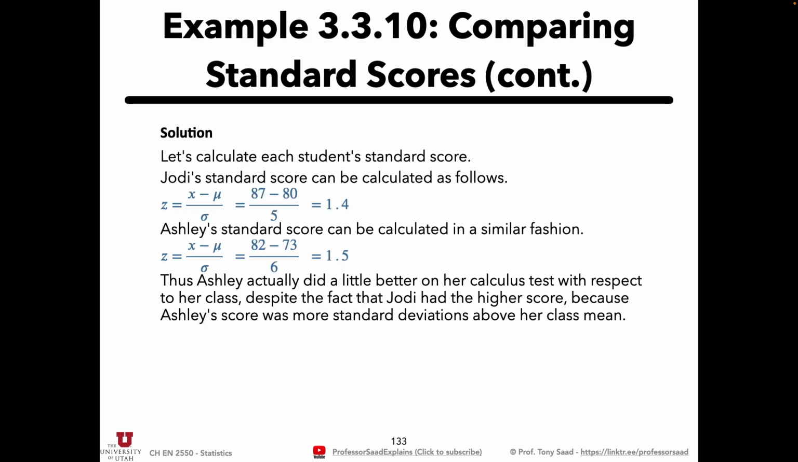So then when you look at Jody's z-score, you get 1.4, dimensionless, and you look at Ashley's z-score, it's 1.5. So it turns out that Ashley did a little bit better than Jody, because Ashley's performance compared to her classmates and her exam difficulty was better than what Jody did compared to her class average and her exam difficulty. Now, they probably didn't have the same exam. If they had the same exam, then I would say, well, you know what?